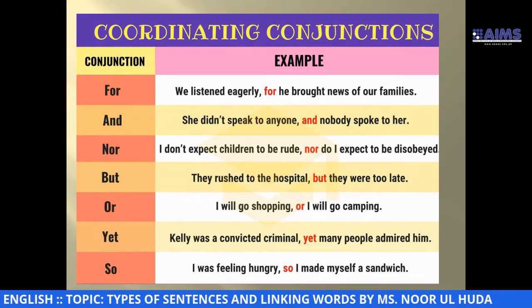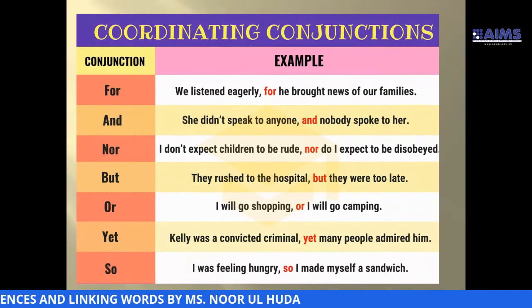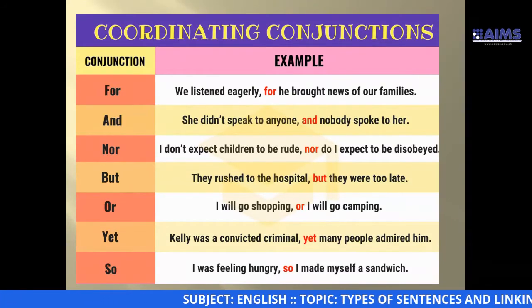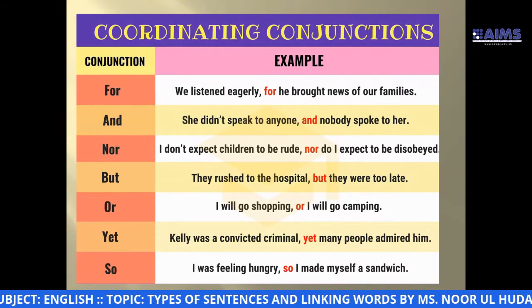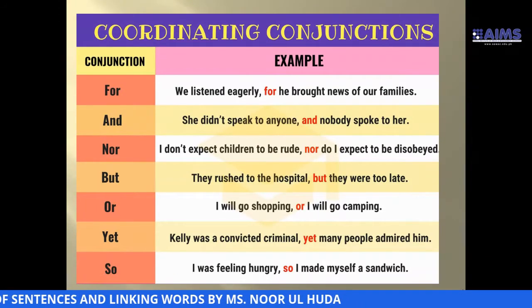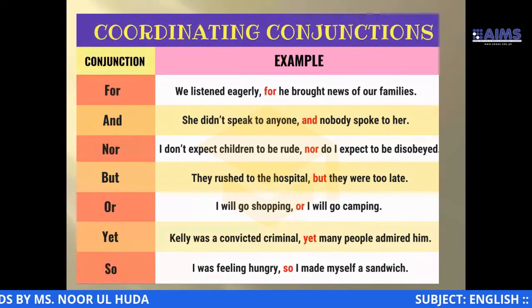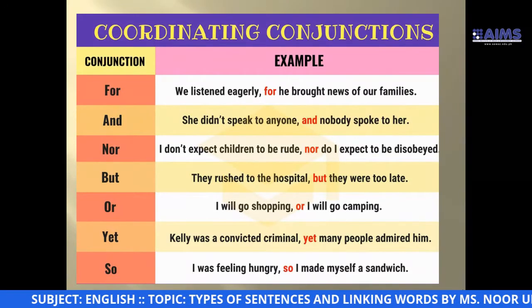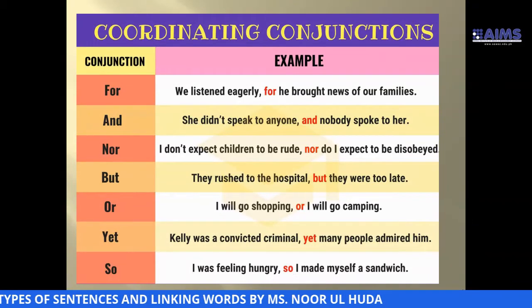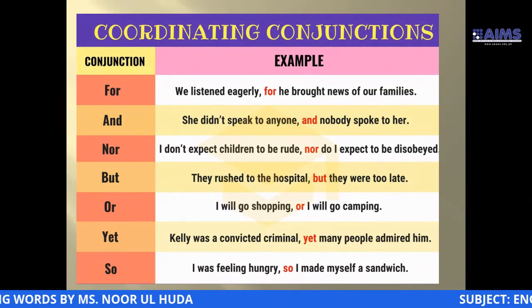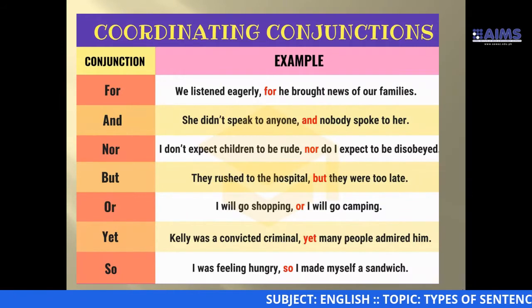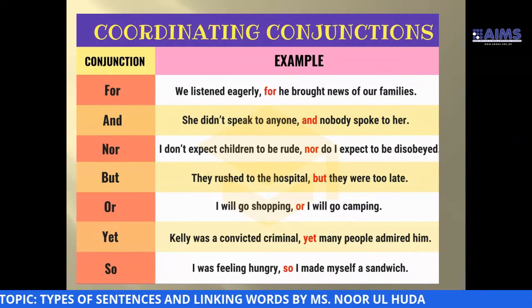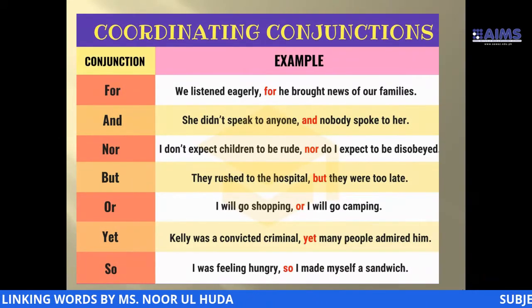I'll go shopping, or I'll go camping. So these are two simple sentences, and we have merged them into a single sentence by putting "or" here. Yet: Carey was a convicted criminal, yet many people admired him. These are two different clauses which are merged by inserting "yet." Okay. I was feeling hungry, so I made myself a sandwich. I made myself a sandwich. I was feeling hungry. The two simple sentences are there, and we have joined them by putting "so."